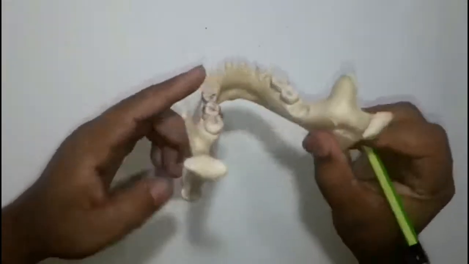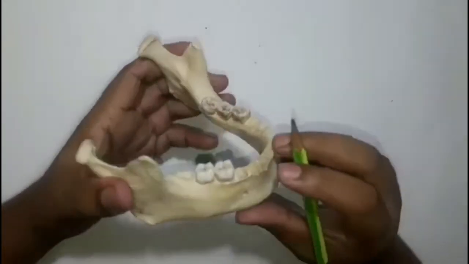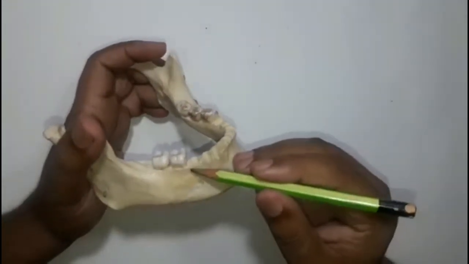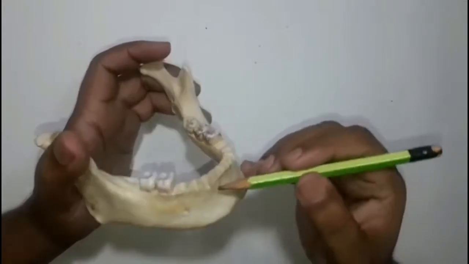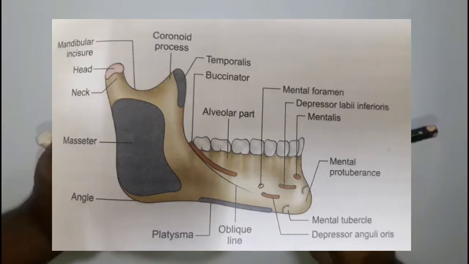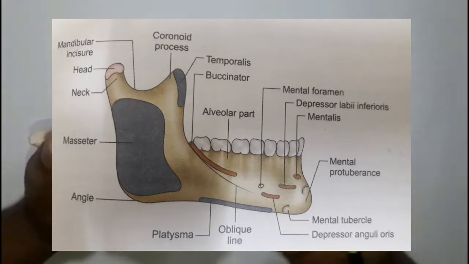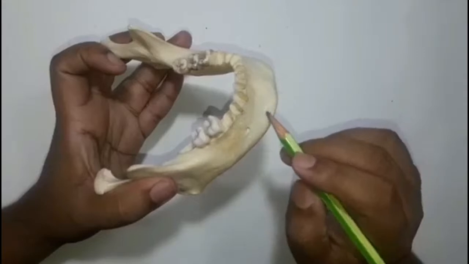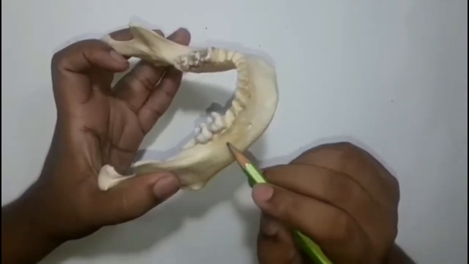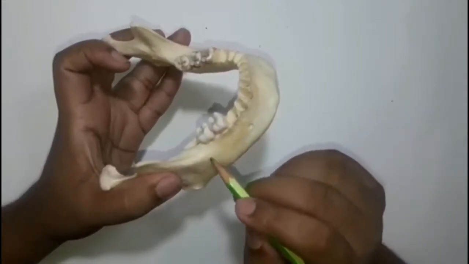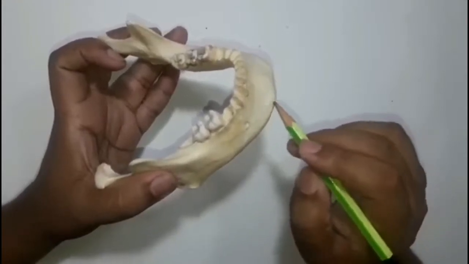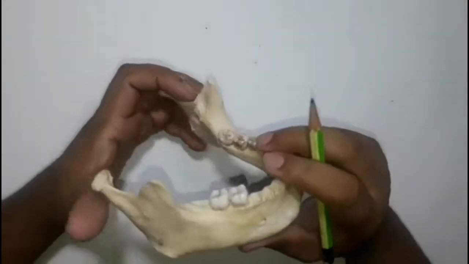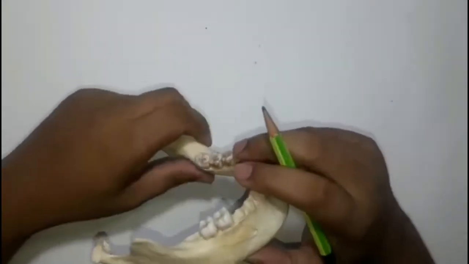So next feature, incisive fossa. It is a shallow fossa below the incisive teeth. Mentalis and orbicularis originate from this fossa. Next feature, oblique line. It is a continuation of the anterior border of the ramus on the external surface of the body. It is a faint ridge. It runs downward and forward to reach the mental tubercle, right?